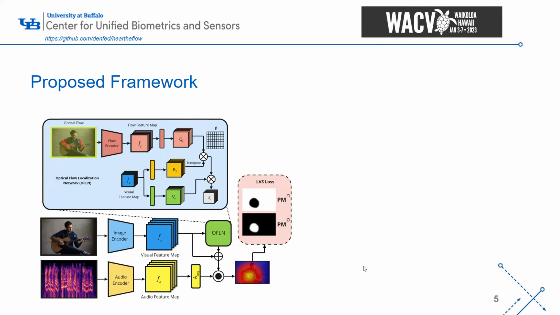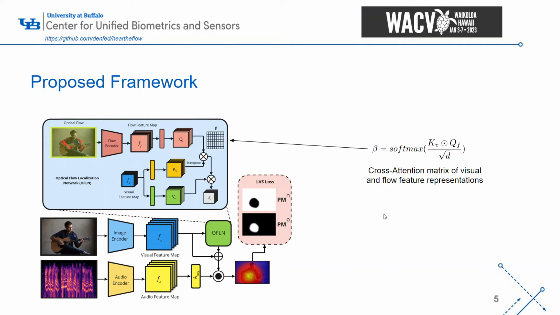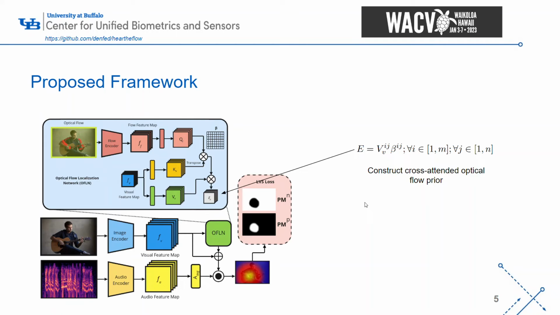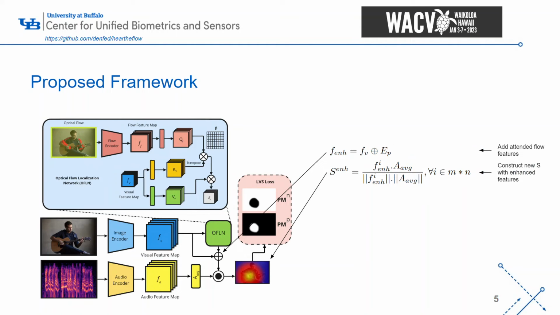And now when we add optical flow, we follow almost like a self-attention operation that you see in transformer architectures, where we're actually doing a cross-attention, where we use features from optical flow that are extracted and the visual features to create an attended version of both. And so we create a cross-attention matrix of flow and visual feature representations, and then we can construct the final cross-attended optical flow feature or prior. And then we add it back into the original visual features and construct an enhanced similarity matrix or a localization map with these enhanced features that had optical flow attended in them.